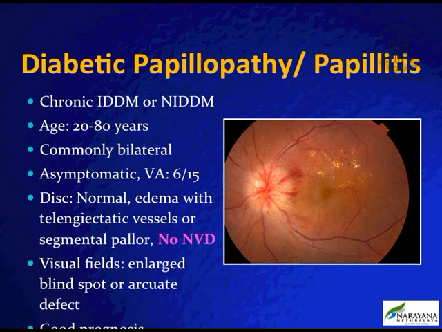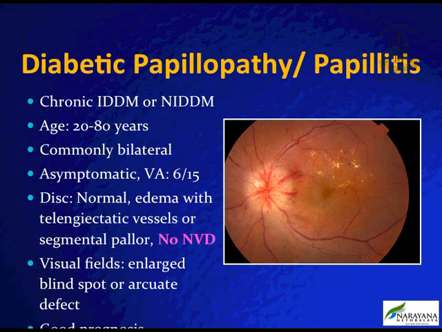So the disc could be anywhere from normal to edema with telangiectatic vessels. But there is no NVD in this case. We are not talking about NPDR or PDR. So in this case, it's only the disc edema. And visual fields will show either an enlarged blind spot or ocular defect.